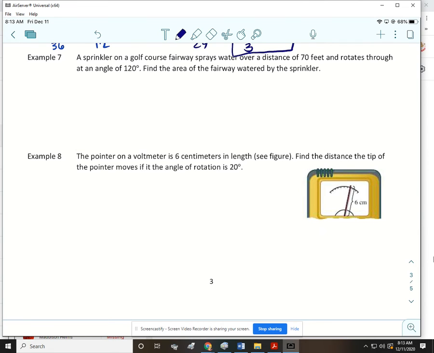So for example 7, a sprinkler on a golf course fairway sprays water over a distance of 70 feet and rotates through an angle of 120 degrees. Find the area, that's kind of a big hint of which one to use, of the fairway watered by the sprinkler. So the sprinkler creates a sector when it sprays, all right? And that angle is 120 degrees, and that R, the radius, is 70 feet. So we want to find the area that's being sprayed.